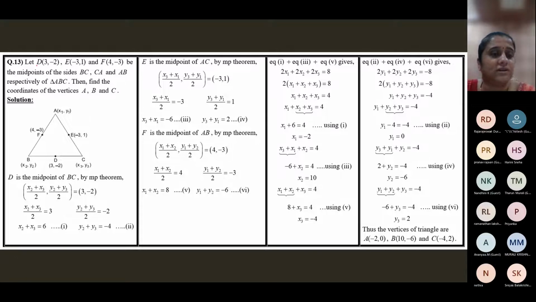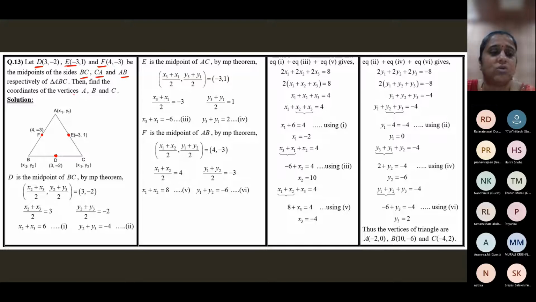So children, you can see that D, E, and F are the midpoints of BC, CA, and AB of triangle ABC. See the representation here, triangle ABC. D is the midpoint of BC. That order is very important. E is the midpoint of AC, and F is the midpoint of AB. You should not change that. Take that information carefully. So mark off whatever was given.